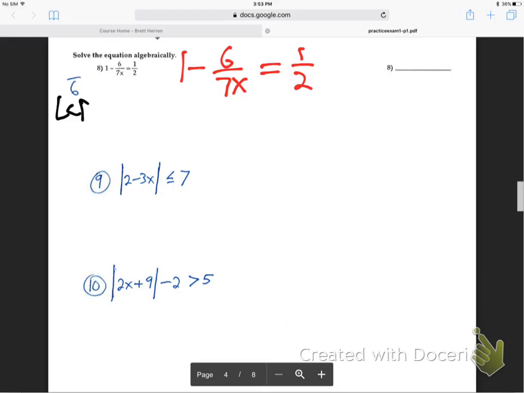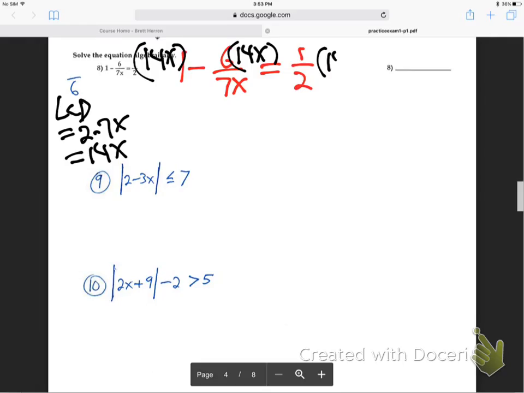I'll do it right over here. LCD is 2 times 7x, 14x, and then what you do is you multiply 14x times every term. That makes sense? Top, top, top. You've got to do equal treatment, right? Both sides of the equal sign. They were equal before, you treat them the same, they'll be equal after, right? And then remember how that works? You cross cancel whatever can cancel with the denominator, and whatever's left over after the canceling multiplies.